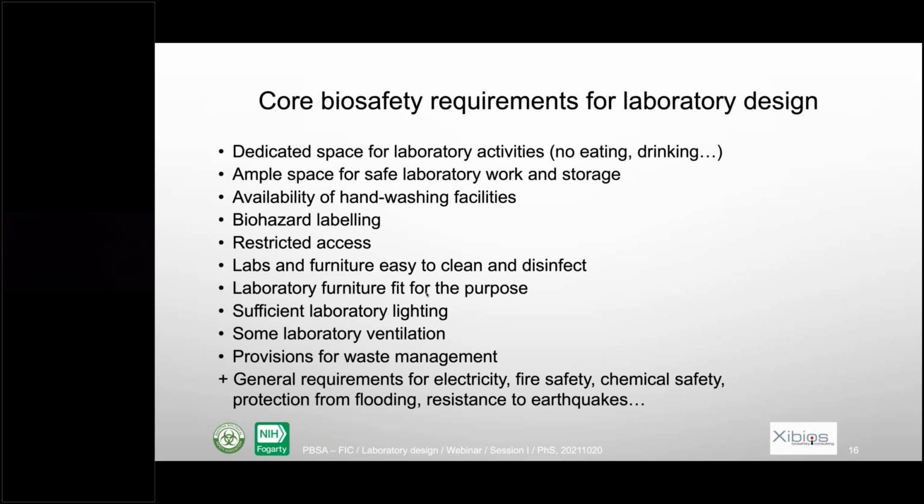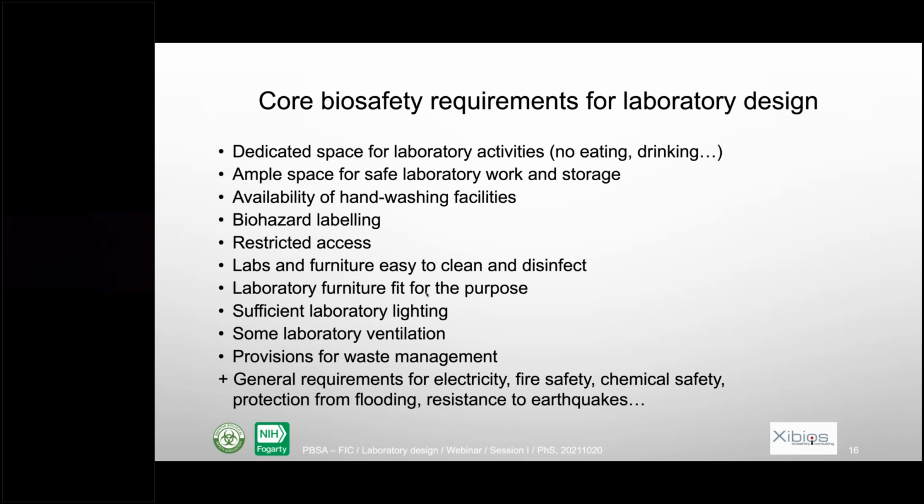And then most of the things in the lab, furniture and equipment and so on, should be clean and easy to disinfect, easy to clean and disinfect. You should have sufficient laboratory lighting. You should also have some laboratory ventilation, and this is a quite tricky issue, and I will explain more about that. And also provision for waste management.